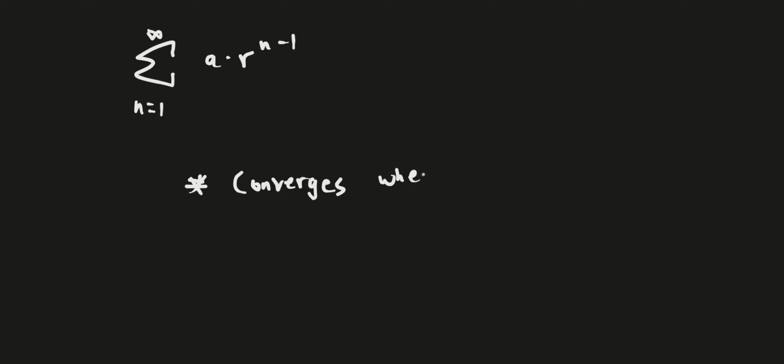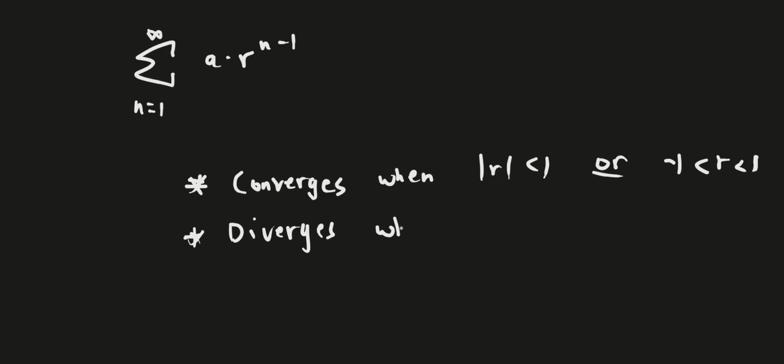when the absolute value of your common ratio is less than 1, or this is equivalently written as, if you don't like the absolute value, which I personally don't, you can write this as negative 1 less than r less than 1. So it's between -1 and 1. Now, if you want to determine divergence, it diverges when, of course, the absolute value of r is not less than 1, so the absolute value of r is greater than or equal to 1.